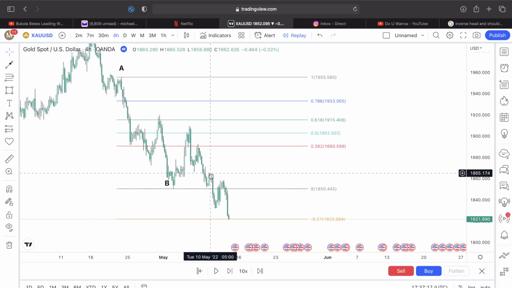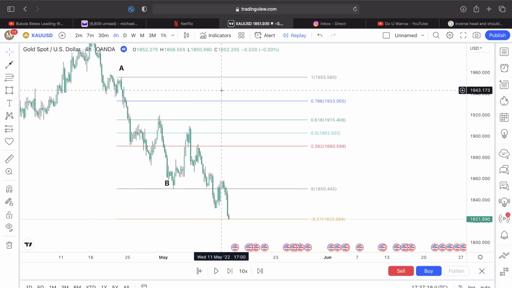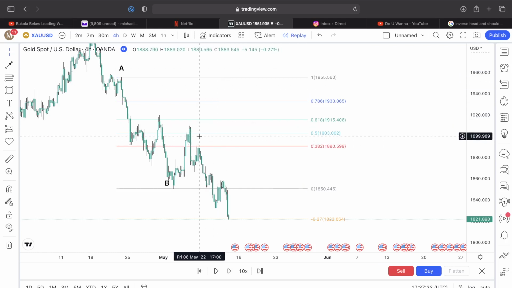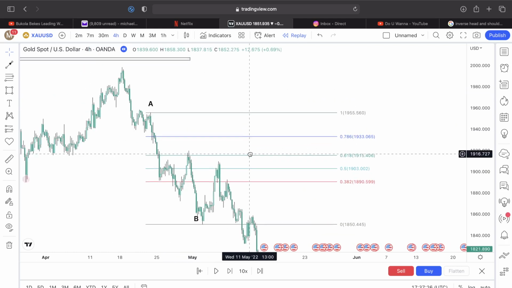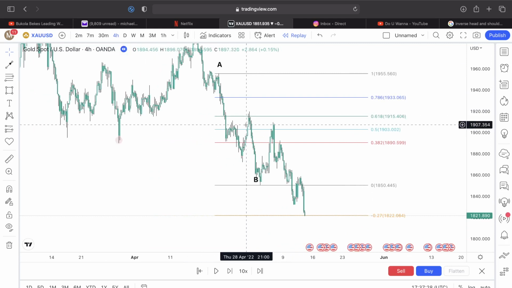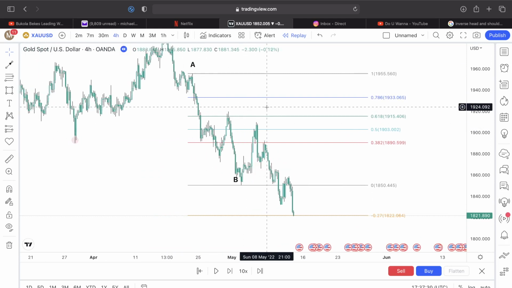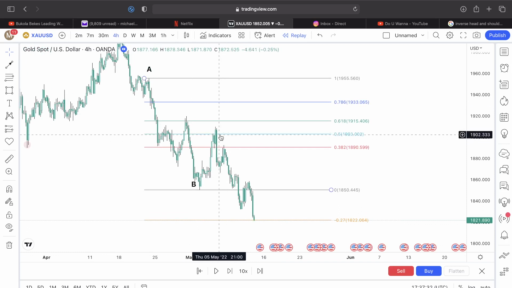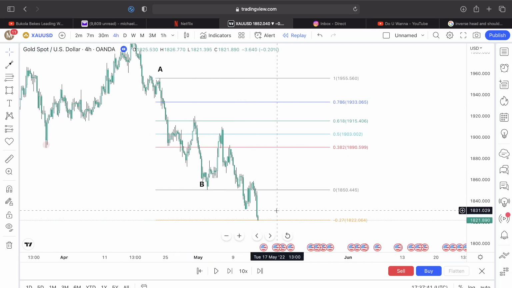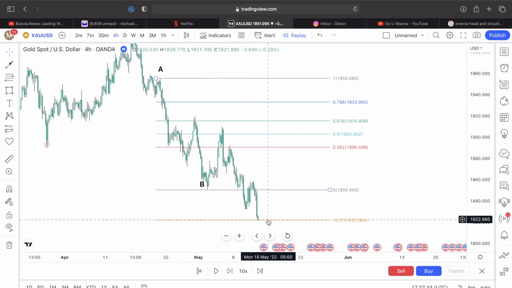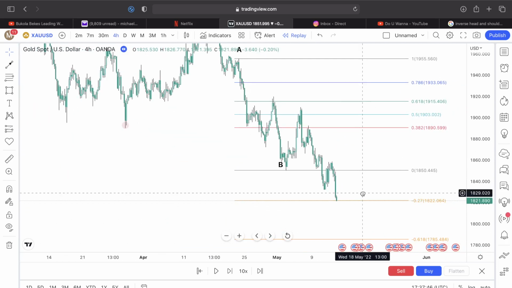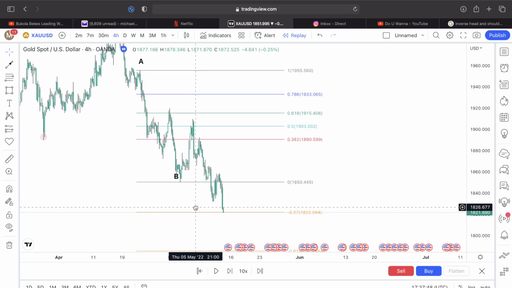And then basically we try to drop in here, and as we're dropping, we're going to enter here at the 61.8 level. Then there's the 50% level rejection, and we're going to drop all the way down to the 27.7 level. And again, that's how Fibonacci literally works.